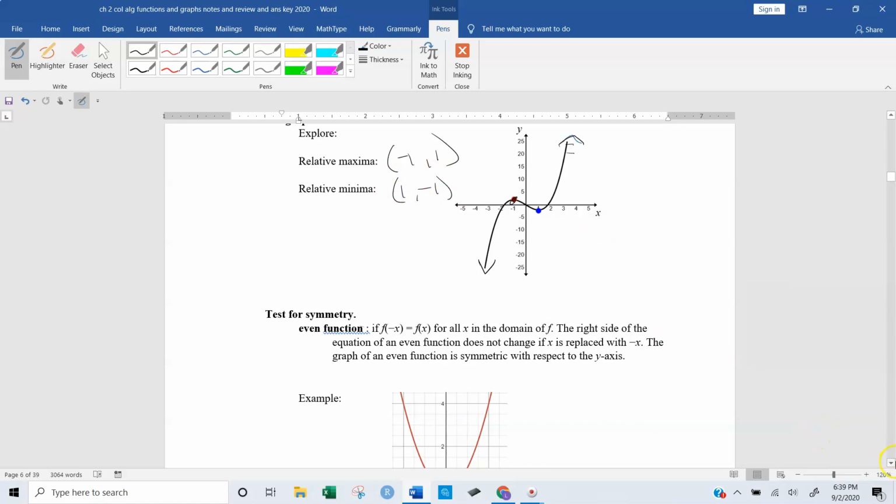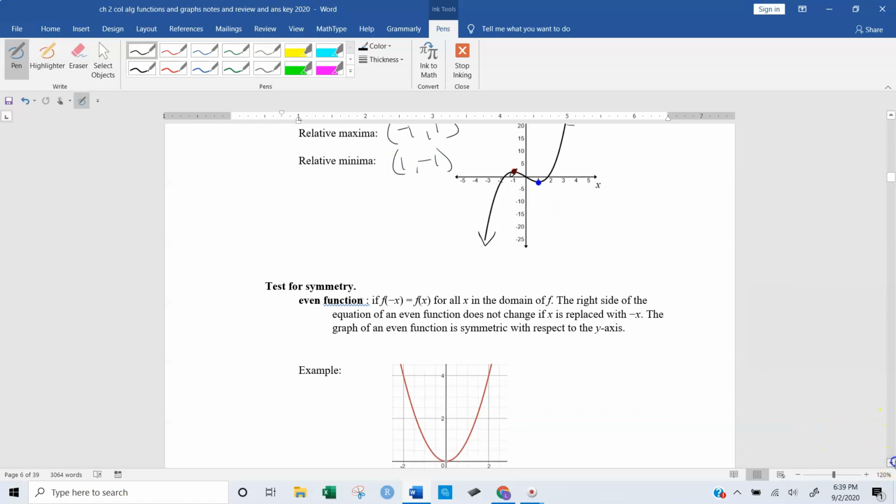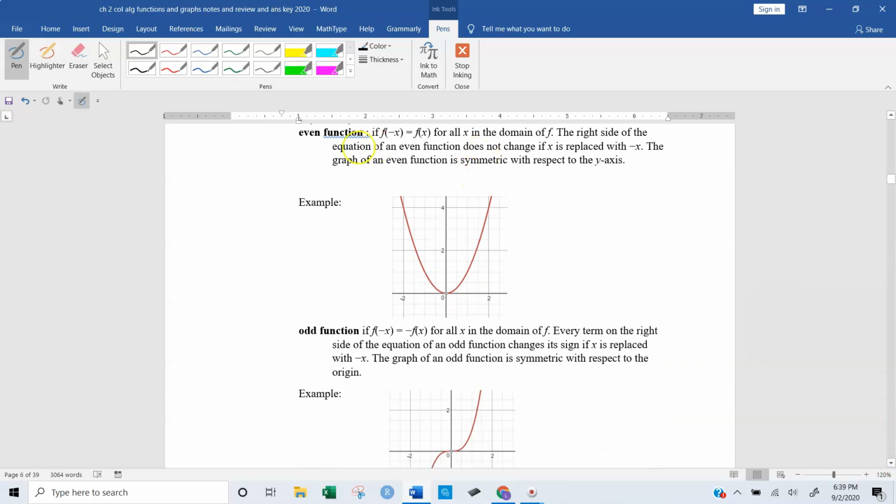All right, next we're going to talk about test for symmetry. And we're going to make this a little easier than what it says. A test for symmetry means if you plug in negative x and you get the same thing back, it's even. If you get the opposite of the function back, it is odd. So we know that this is y equals x squared, or f of x equals x squared. Now when I plug in a negative x, f of negative x equals negative x quantity squared, which is x squared. The original and the negative are identical, so it is even.